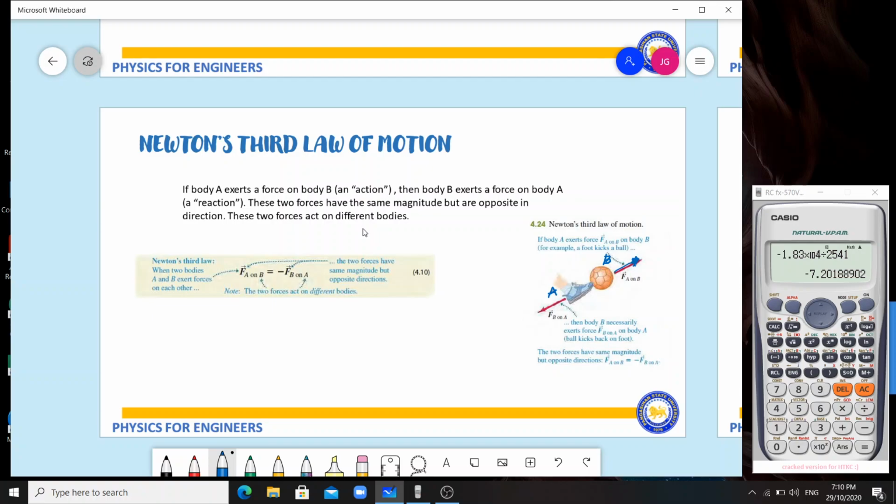So, ang force ni foot to ball is ganun ang direction, okay? However, si ball, meron din palang force na ina-apply which is equivalent to the magnitude of the force that A gave to the B. However, the direction is opposite. Okay? Same magnitude but different direction. So, ganon ang Newton's third law of motion.